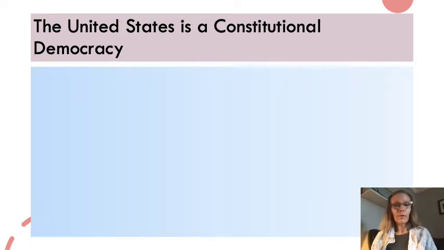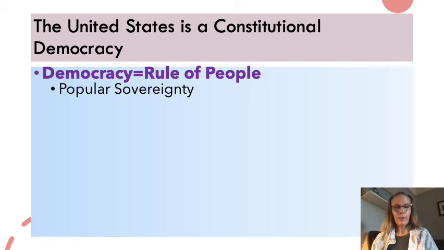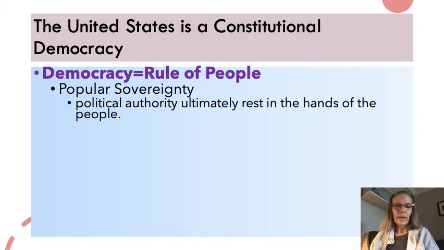Okay, so what form of government does the United States have? The United States form of government is known as a constitutional democracy. As a democracy, it's rule of the people. But what does that actually mean? When we talk about rule of the people in the United States, it is seated in the concept of popular sovereignty. And what that means is that when you look at who has the political authority in the United States, that political authority ultimately rests in the hands of the people.